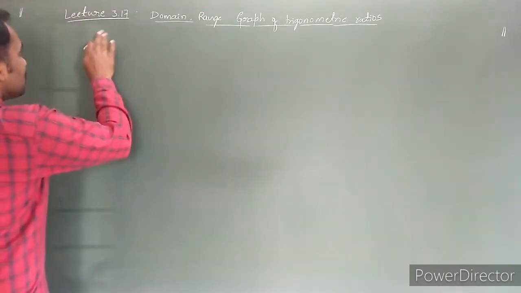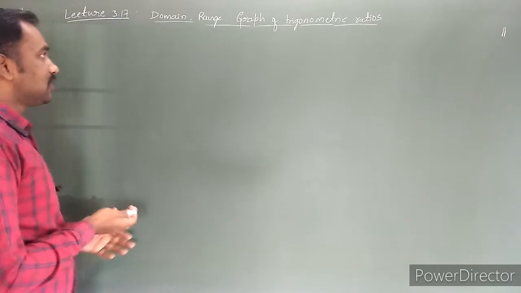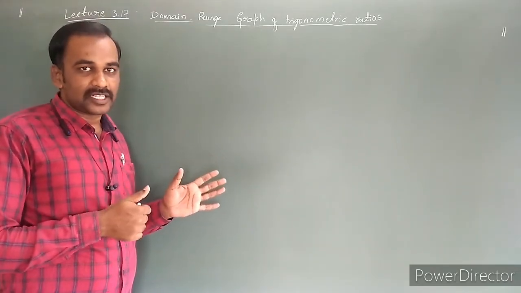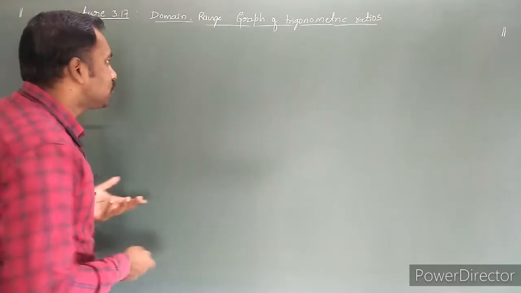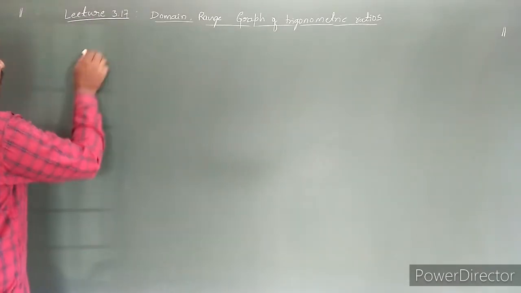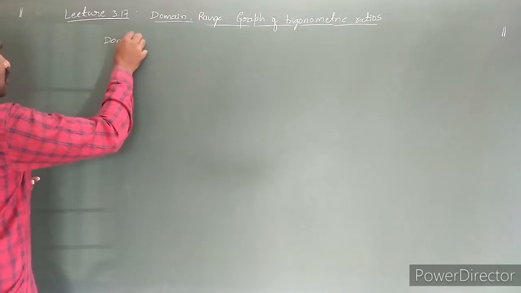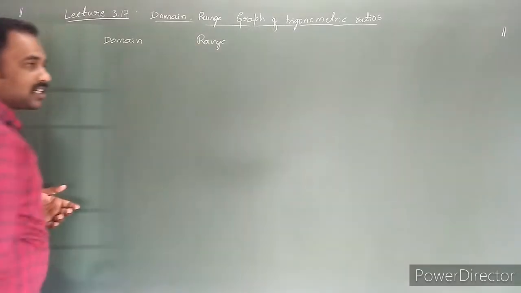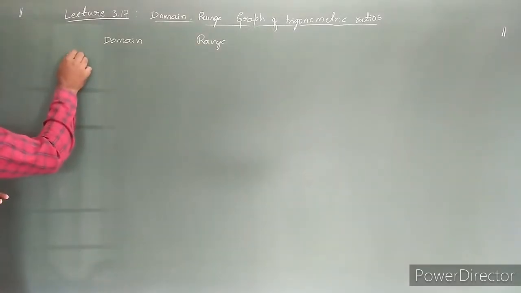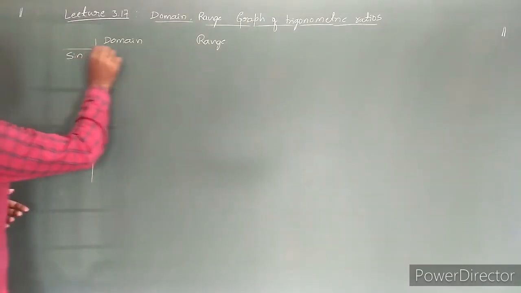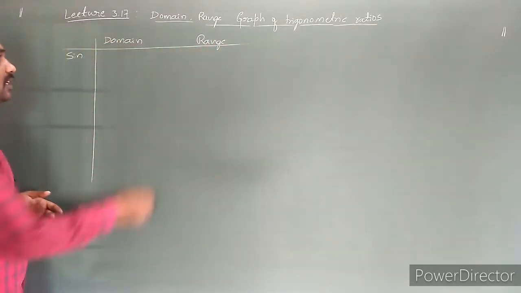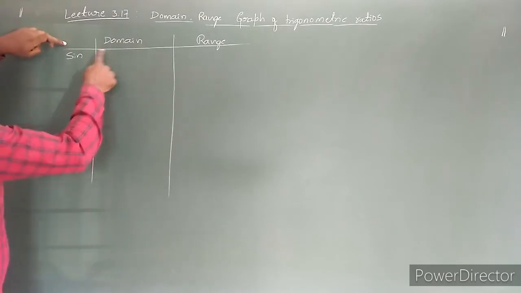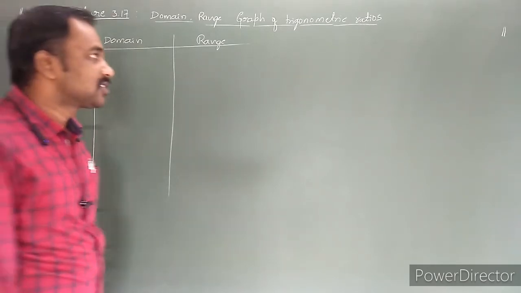Anyway, we know the trigonometric ratios. How many trigonometric ratios? The 6 trigonometric ratios are there. For each trigonometric ratio, what is the domain? That means I am going to write what is the domain and what is the range of the trigonometric ratios. First of all, the sine function, or sine ratio. Sine of what angles can we substitute here?